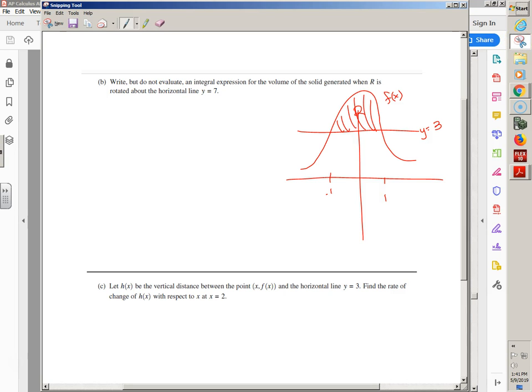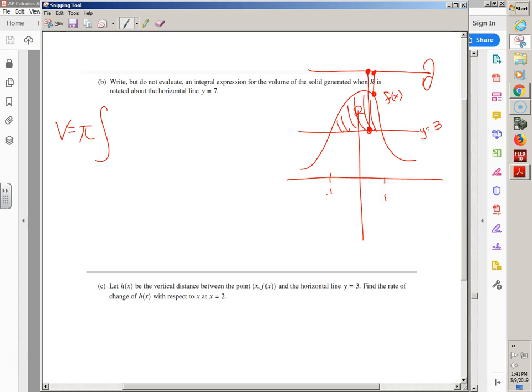So if I need to rotate around this line, isn't that going to be a washer? But what was my hint? Always, always, always go from the axis to the outermost. That's going to be my big R. And then from the axis to the hollow. So if the axis is 7, V equals pi, because it's spinning, times big R squared minus little r squared.